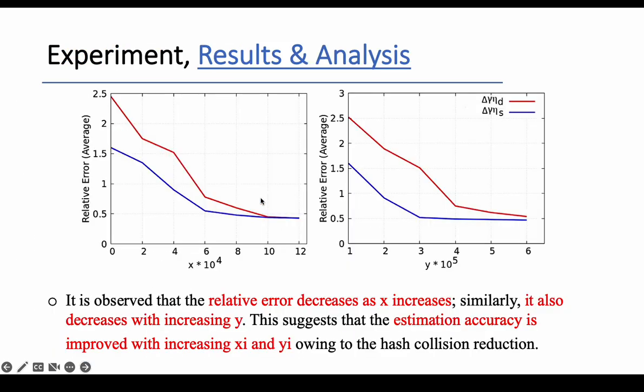The initial analysis was performed by considering the relative error average, providing an average value of the deviation between the estimated and real cardinality changes of the source and destinations. These results are shown in figure 5 in the paper. Parameters xi and yi are the rows and columns in a two-dimensional bit array hi, where i is between 1 and z. It is observed that the relative error decreases as x increases. Similarly, it also decreases with increasing y. This suggests that the estimation accuracy is improved with increasing xi and yi owing to the hash collision reduction.